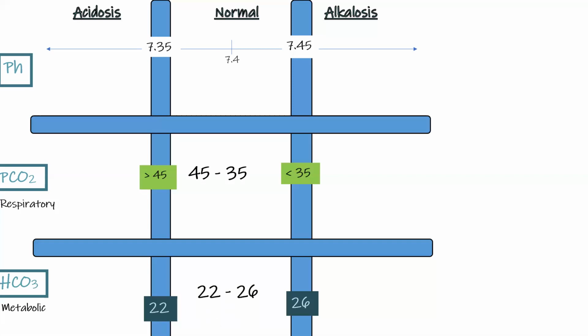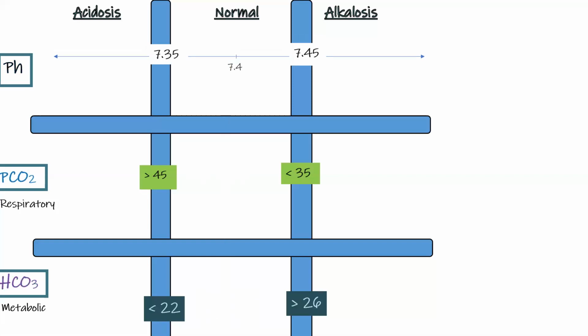When using the TicTacToe method, we're looking for results to fall by majority in one column versus another to determine the status of our patient. In this case, everything is normal, which is ideal, but the following cases are not going to be this easy. Let's see how this TicTacToe method works with our first blood gas result.